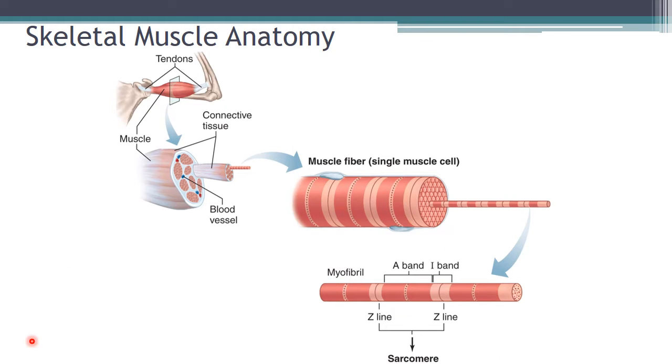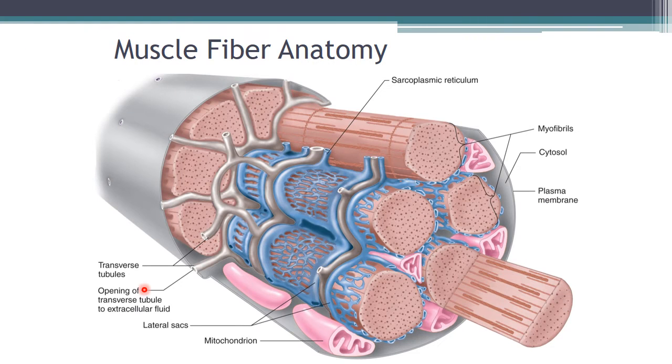Now let's take a closer look at a single muscle fiber or a single muscle cell. Before we change the slide, notice from the image that this muscle fiber is a single muscle cell that can be very long, extending the entire length of the muscle from tendon to tendon. We're looking at just a small piece of a muscle fiber in this slide.